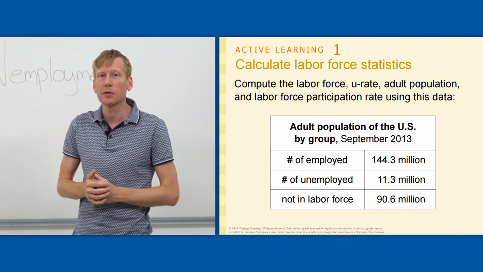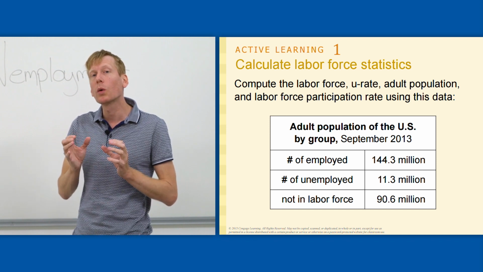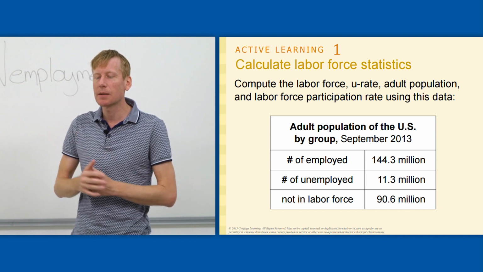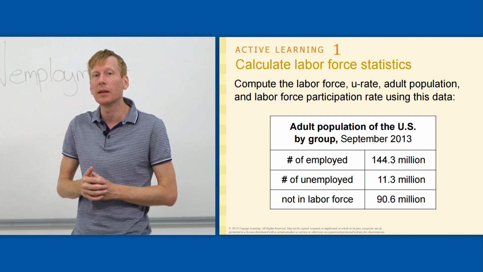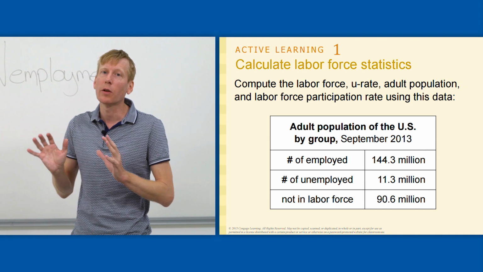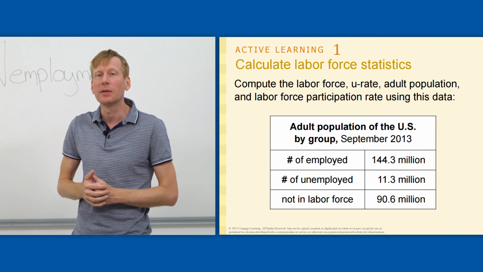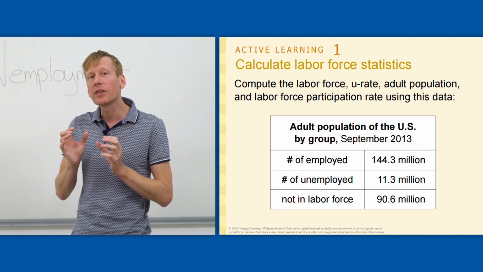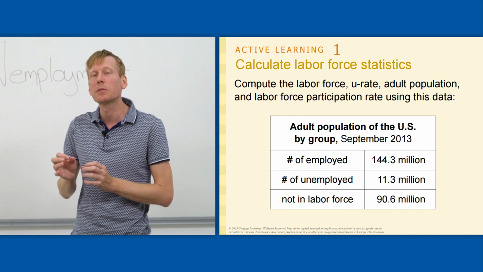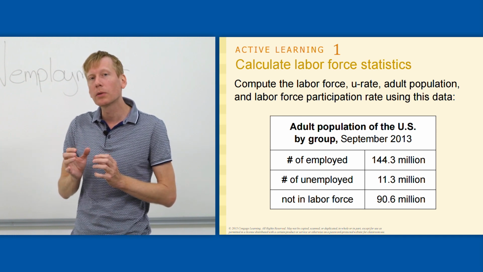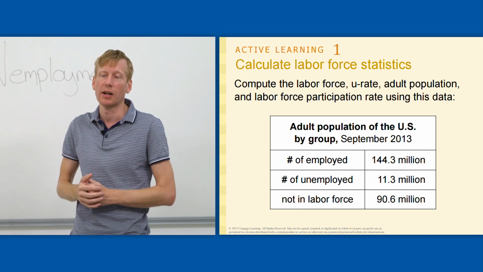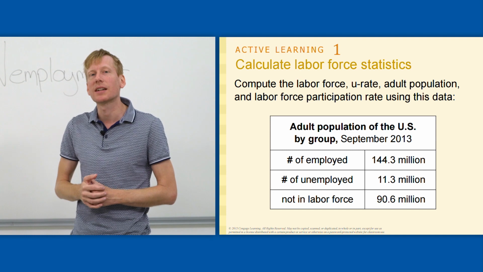They survey the same households. They find that the number of employed people in the United States as of September 2013 was estimated to be 144.3 million. Again, estimated based on a survey of 60,000 people. They didn't survey all 300 million plus people in the United States. The number of unemployed people in the United States as of September 2013 was estimated at 11.3 million, and the number of people who were not in the labor force, so didn't have jobs but said they weren't looking for jobs, was estimated at 90.6 million.